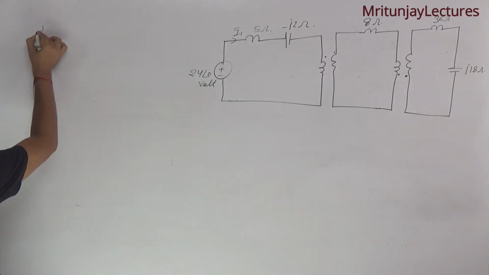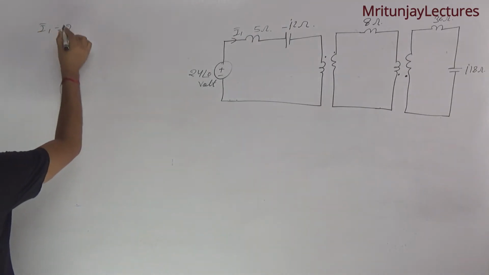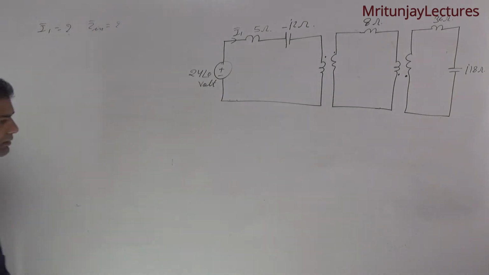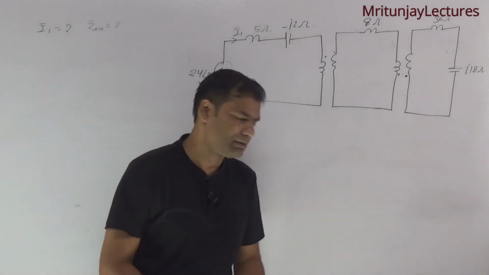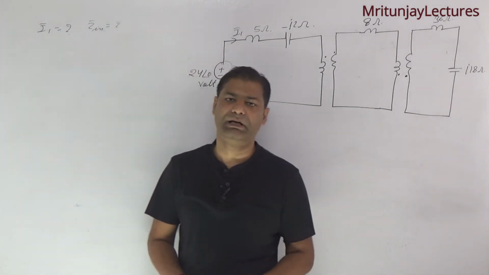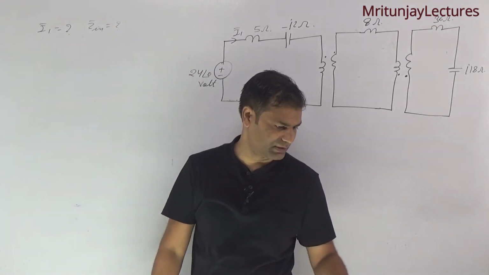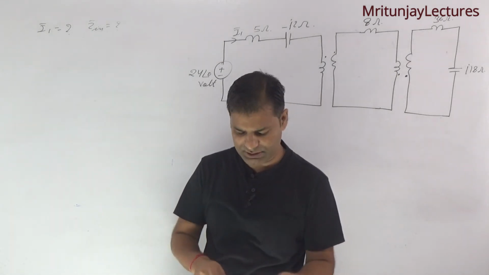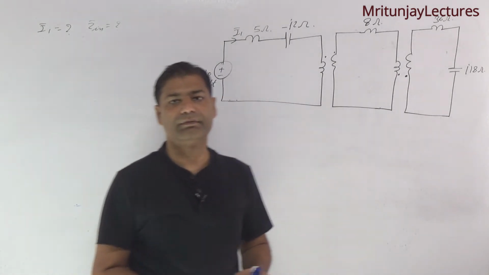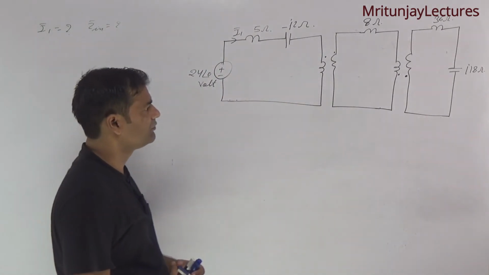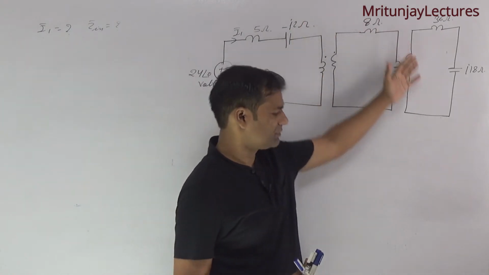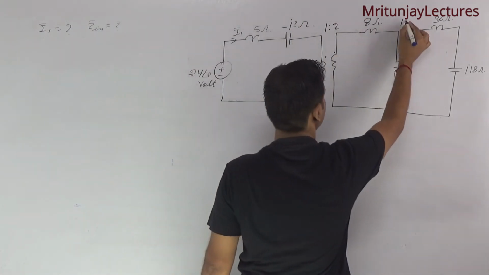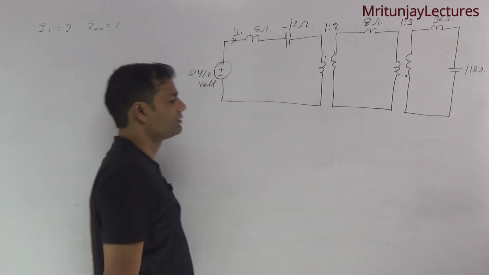Now our motto is to determine I1 and Z input, the input impedance corresponding to the given circuit. Now how to start? I know that if you want I1, make it corresponding to this one, and this one is given, that is 1:2 and this one is 1:3. Okay, simply.